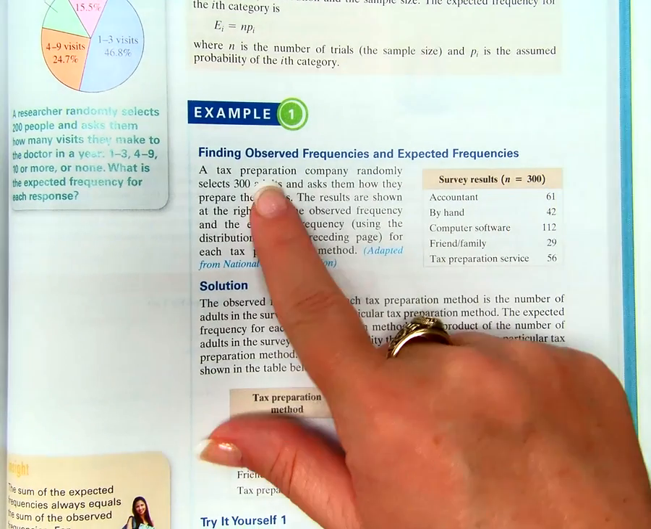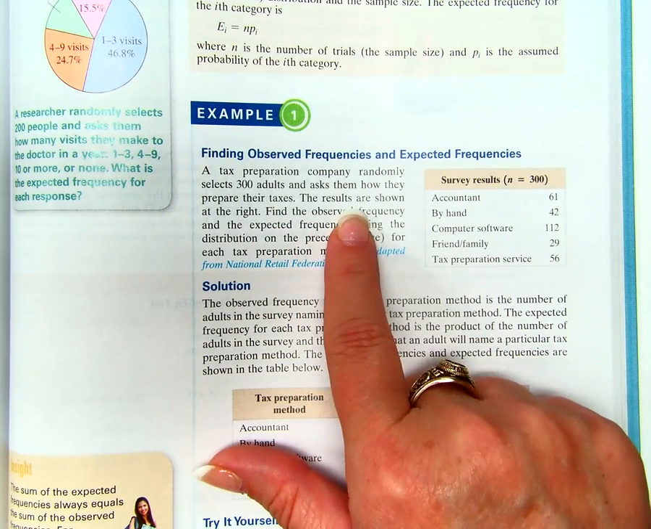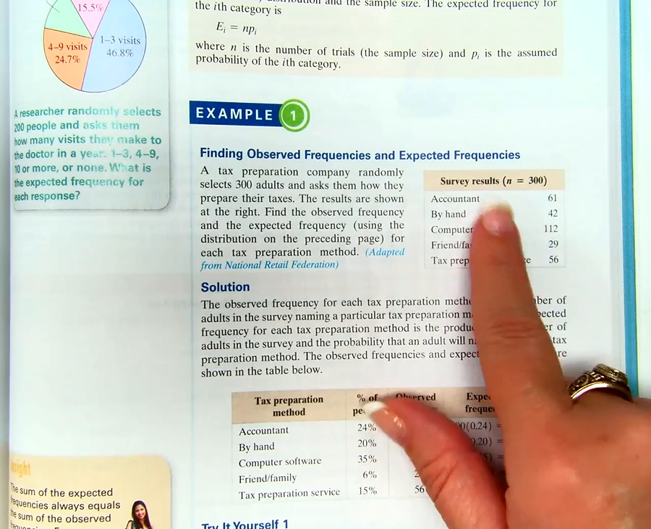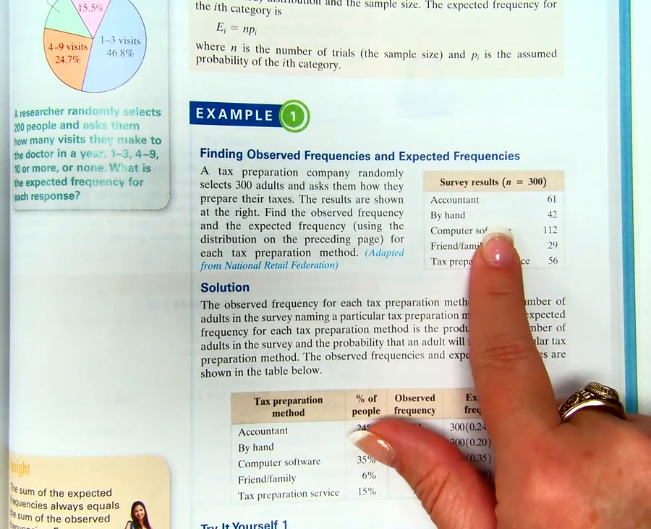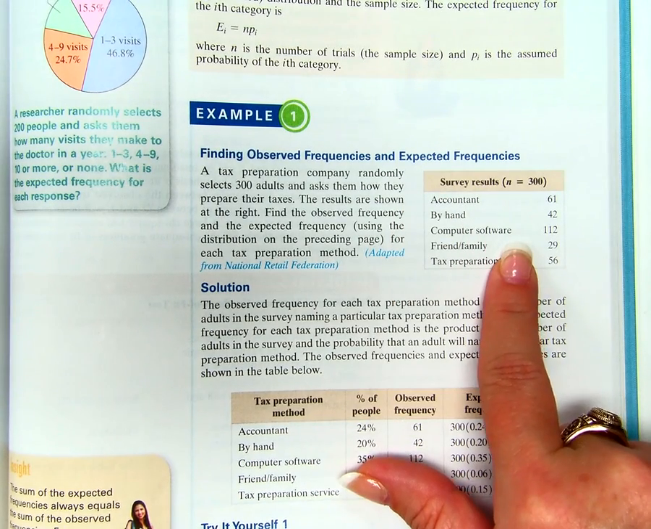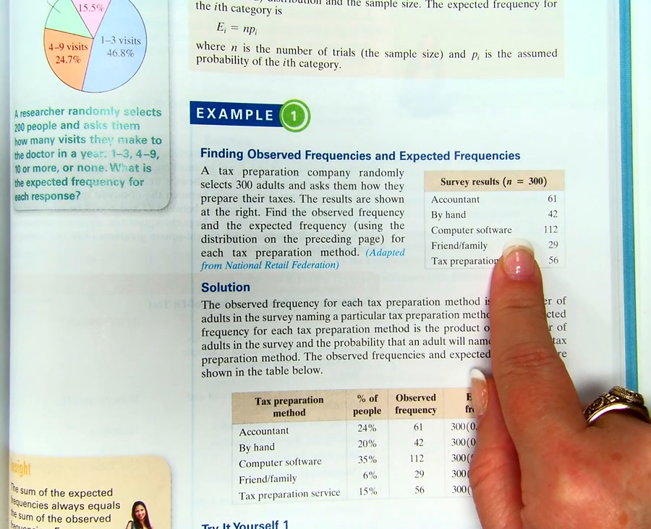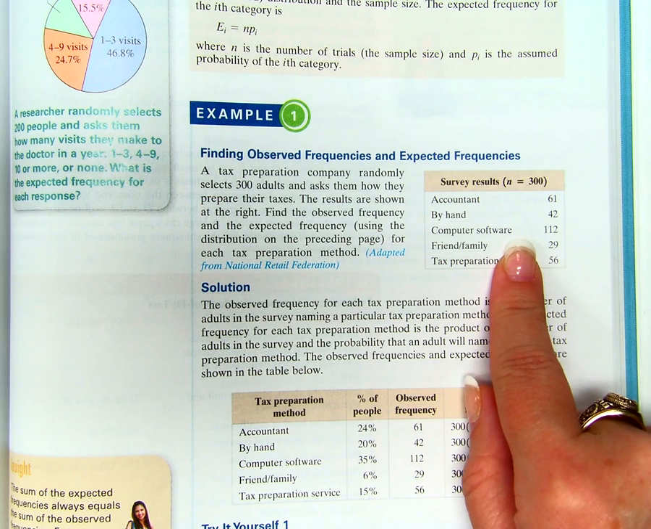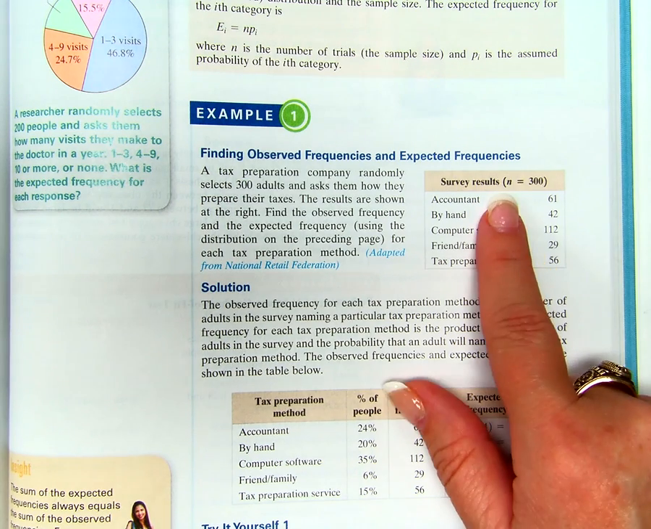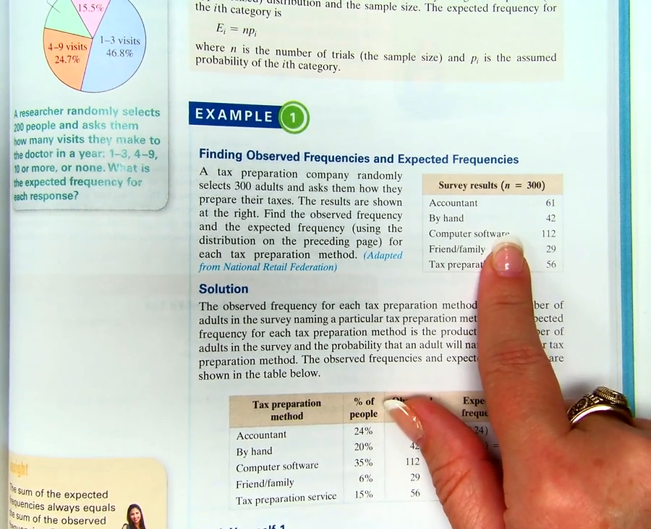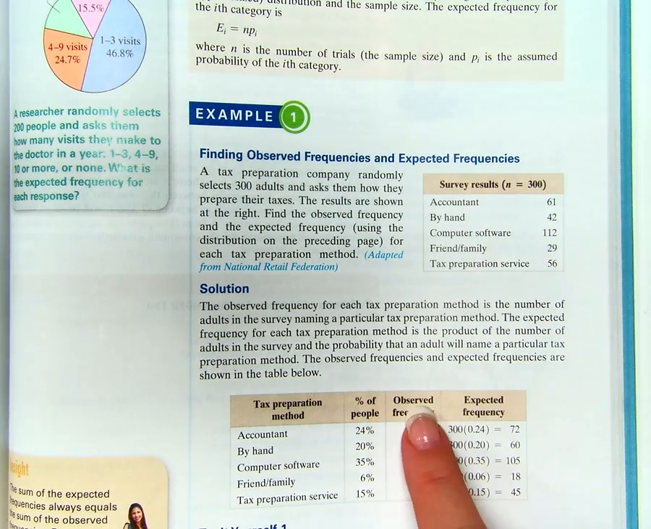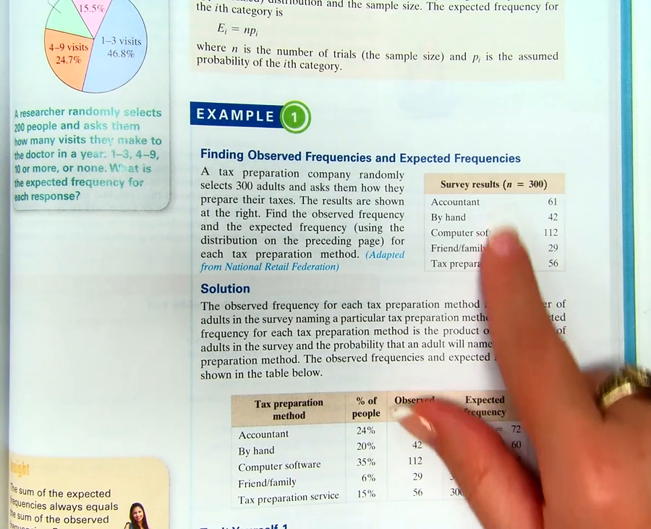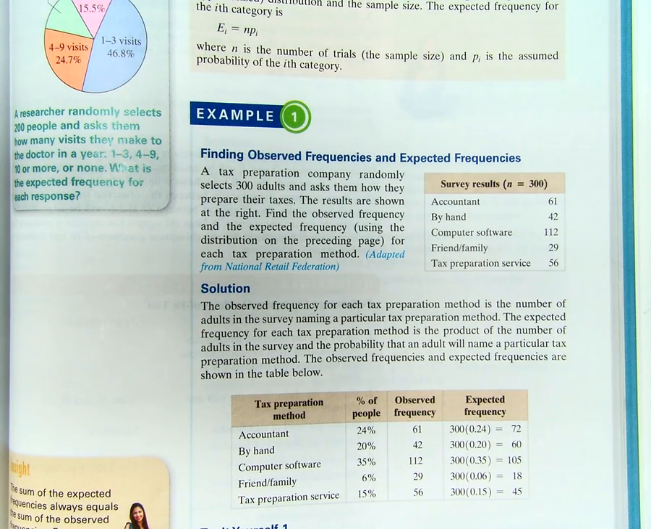Well, if we surveyed 300 adults and asked them how they prepare their taxes, the results are shown at the right. This is what they found when they actually asked 300 people. So are these going to be the observed frequencies, or are they going to be the expected frequencies? Observed. There's two ways you can think about it. First of all, this is what actually happened. This is what the surveyors observed when they took the surveys. Also, it's down here where it says observed. That's the results that they got.